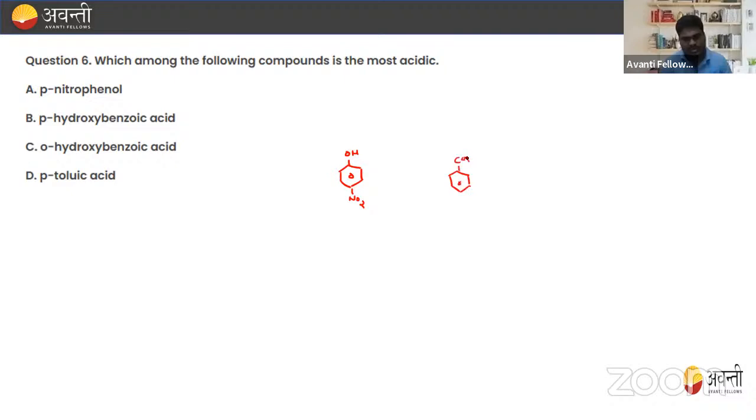Similarly, para-hydroxybenzoic acid. It has the structure of benzoic acid, and we have an OH. So this is para-hydroxybenzoic acid. Now ortho-hydroxybenzoic acid, right? And para-toluic acid. So we have a structure like para-toluic acid. How will you draw the structure of para-toluic acid?